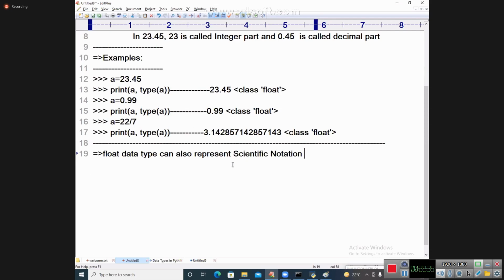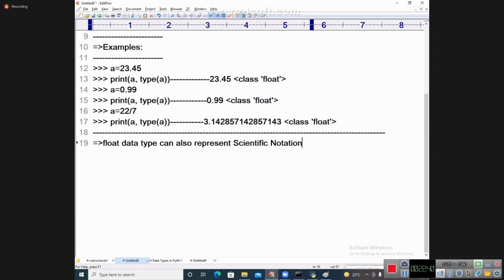Because at the data science level, you will come across the scientific notation format. Such a scientific notation format can be easily represented by using float. So I'm writing here: mantissa E exponent. And it can be converted into a normal floating point value.